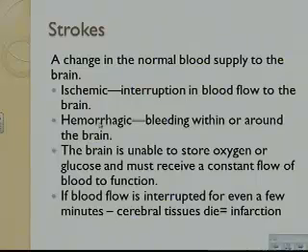or the oxygen. Just to remind you from anatomy, the brain is unable to store oxygen or glucose for that matter, and that is why there needs to be a constant flow to the brain for things to work well. If blood supply is interrupted, even for just a few minutes, then you've got cerebral tissue damage. It's going to die.